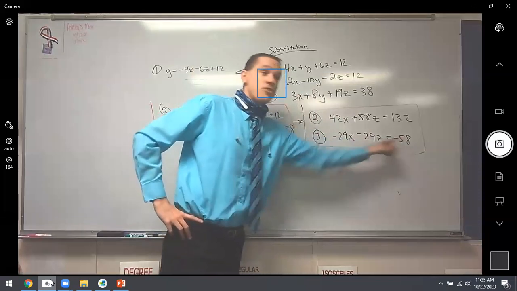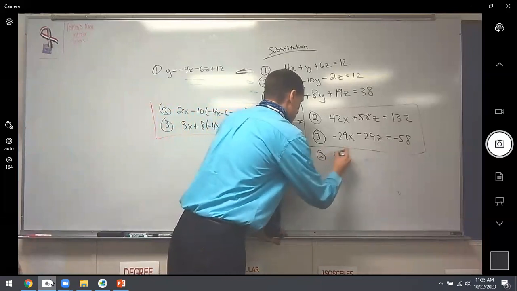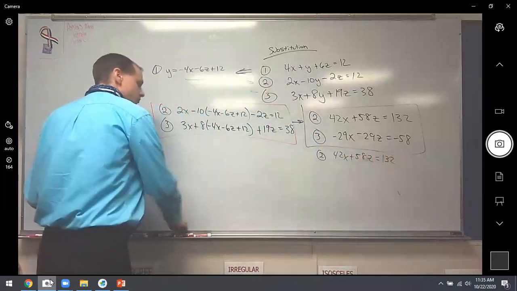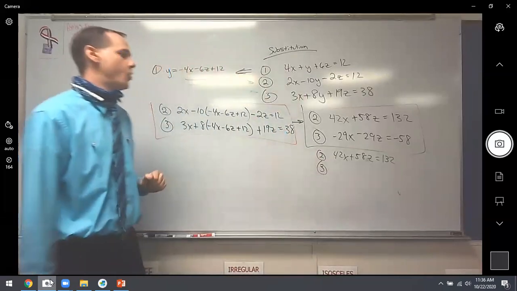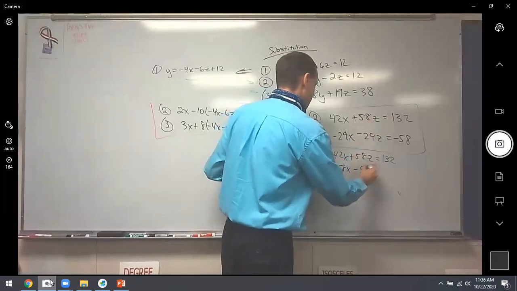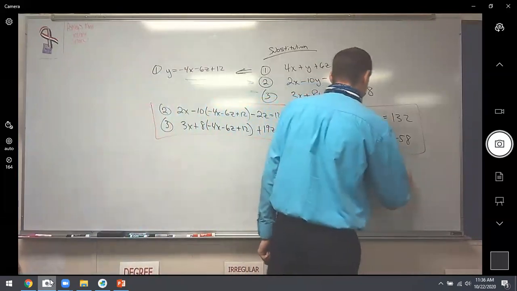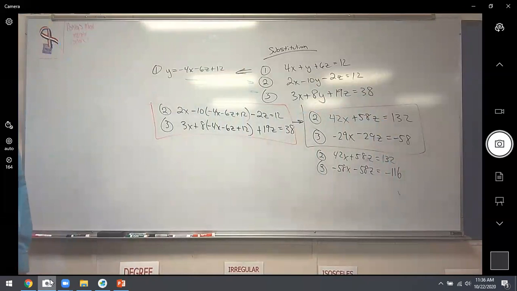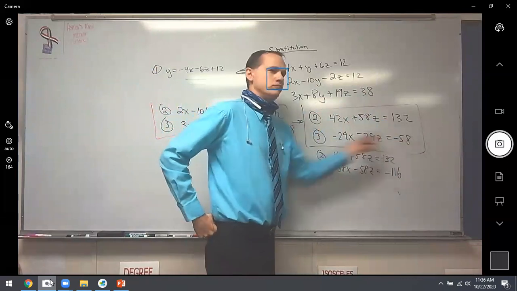And let's go ahead and multiply this bottom one through by 2 first. So keep working it. Equation 2, we're not going to change it. 42x plus 58z equals 132. And equation 3, we decided to multiply everything through by 2. So negative 29x times 2 is negative 58x. This would be negative 58z. And 2 times 58 is 116. All I did was multiply this bottom one through by 2.